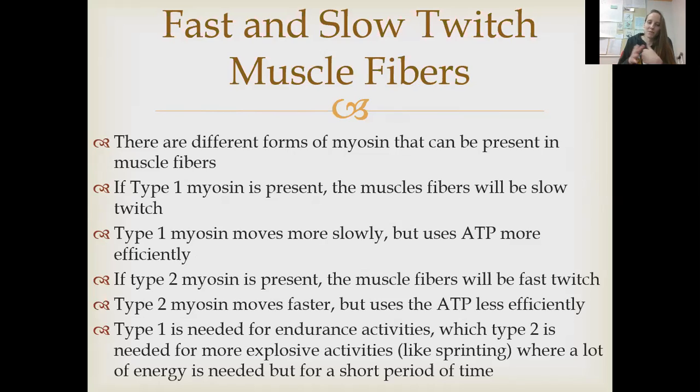So if someone is really into endurance sports or marathon running, then type 1 myosin is really beneficial because they're going to be able to use their ATP energy more efficiently. However, if someone needs explosive energy, like with sprinting, where you need a lot of energy but not for a long period of time, then the fast twitch muscle fibers are a lot more beneficial because you can move those muscles a lot more quickly, even though you can't keep the endurance up for as long because it's not as efficient.